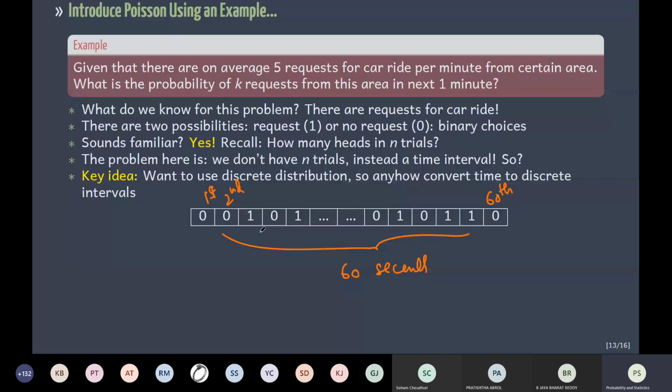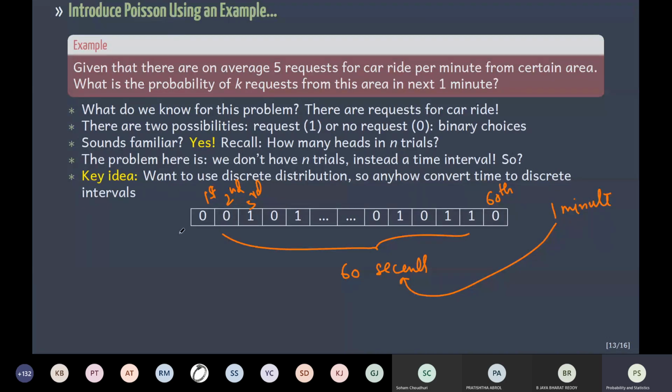Okay, so I am trying to approach this problem via binomial, and I have divided this 1 minute into 60 seconds. Hence I get these 60 bins, and now I can say, okay, in the first second I get the request or not. Let us say I didn't get the request. In the second, I say whether I get the request or not. Let us say I didn't get. In the third one I got the request, and in the fourth one I didn't get, and so on.